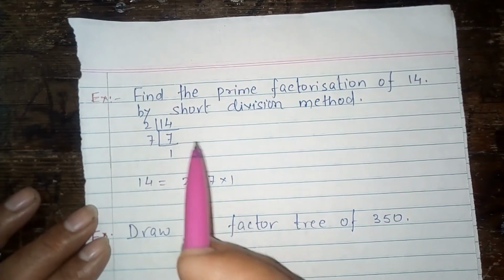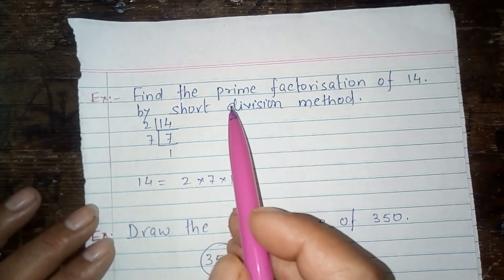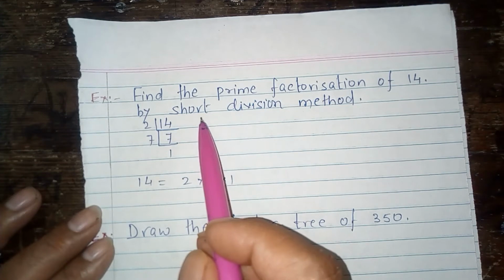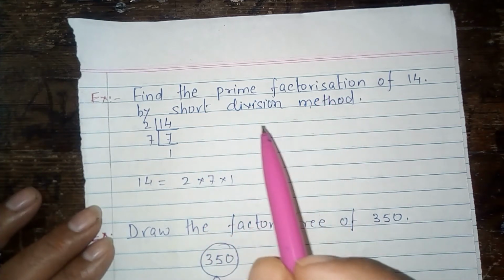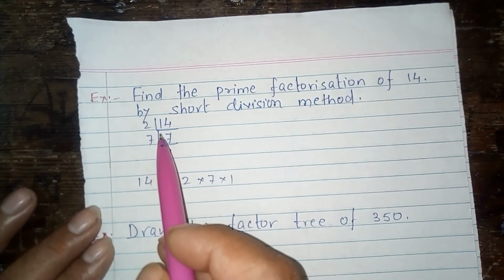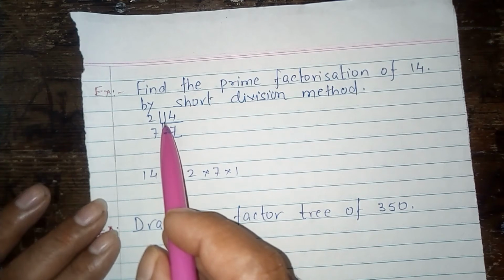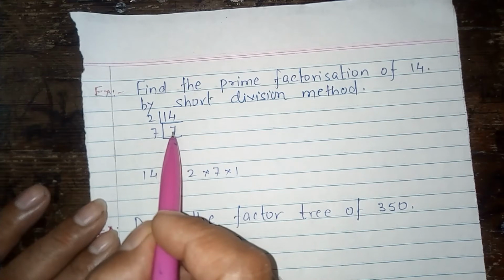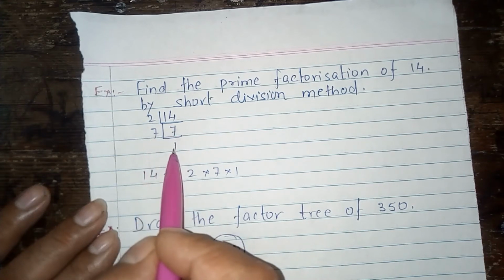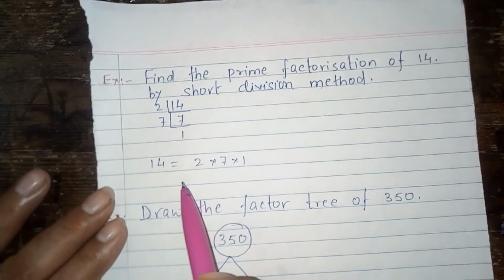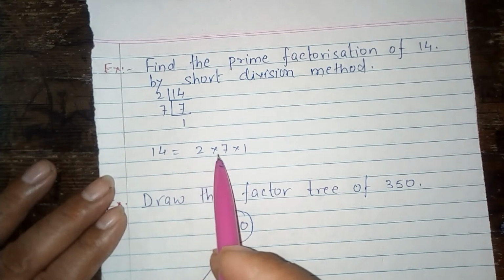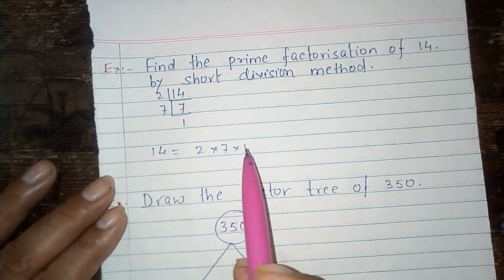Suppose you want to take out the prime factorization of 14 by the short division method. So what will you do? 14 divided by 2. 2 sevens are 14 and 7 ones are 7. So the prime factorization of 14 will be 2 into 7 into 1.